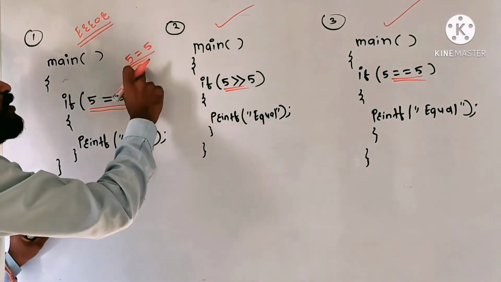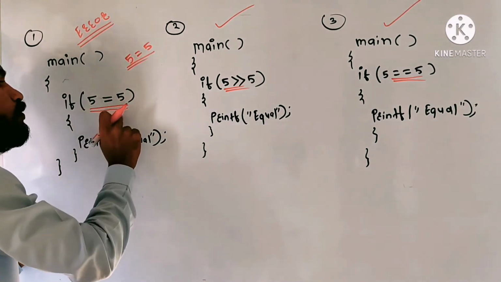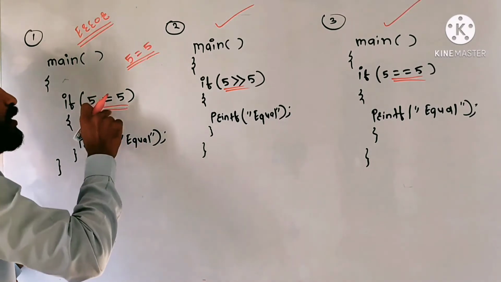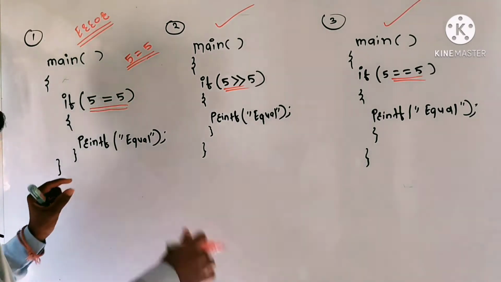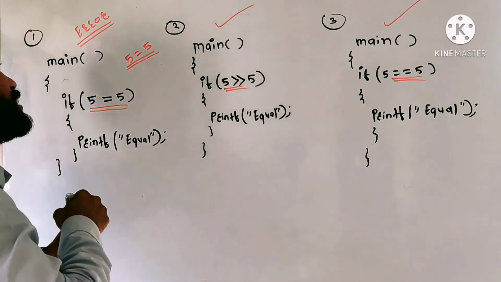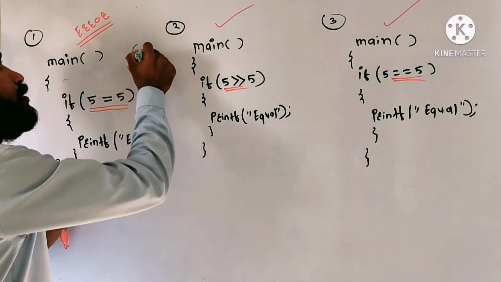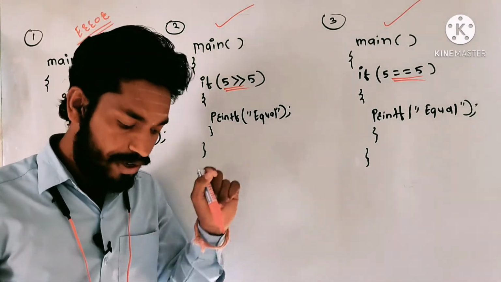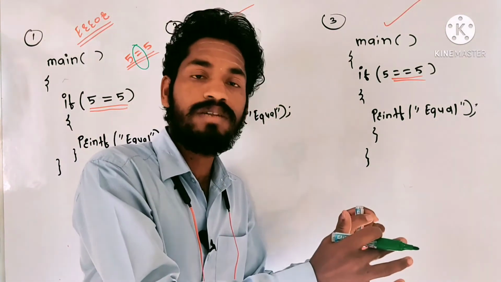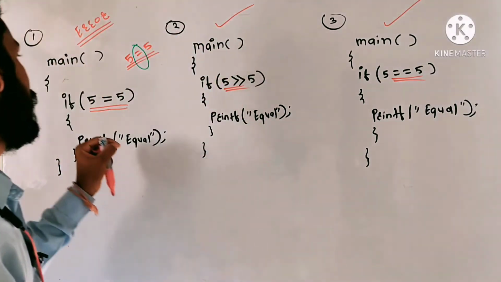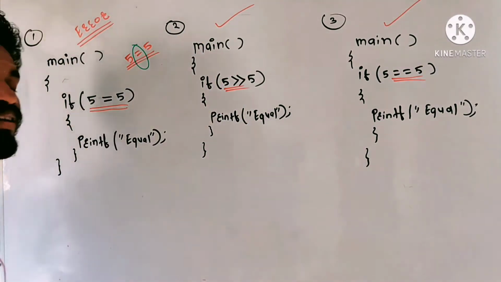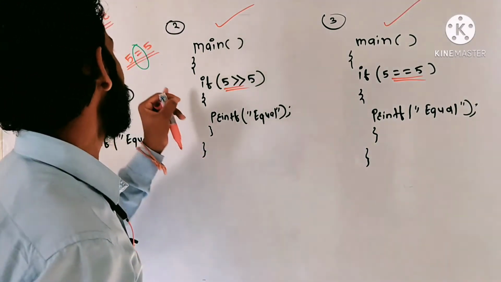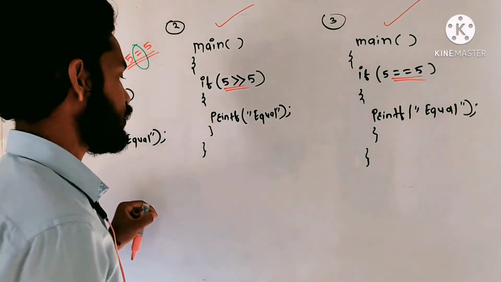Why is the compiler generating an error? Because of this statement. To understand that, first we should understand the concept of assignment operator. If you know the concept of assignment operator very well, you can definitely understand why we are getting the error in this program.